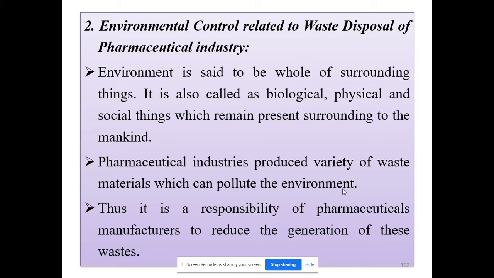Definitely, student. In pharma industry, when we are going for the process of manufacturing, during the time of manufacturing, different varieties of waste materials get produced. वेगवेगळ्या प्रकारचे waste material तयार होतात, and this waste material they are responsible for the pollution of environment. Thus, it is the prime responsibility of the pharmaceutical manufacturers that they have to reduce the generation of this particular waste.